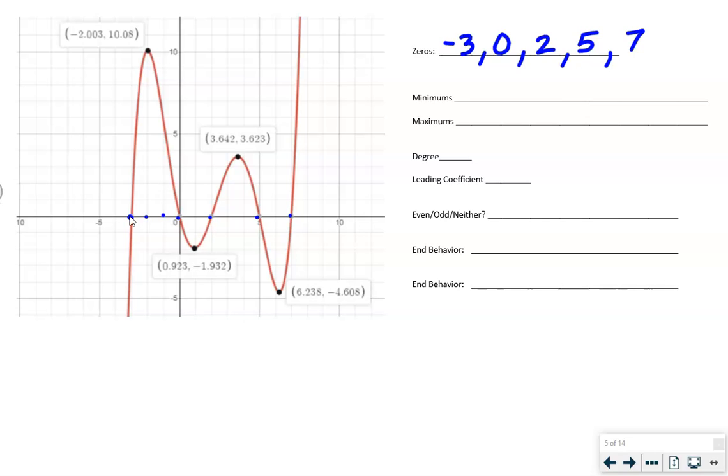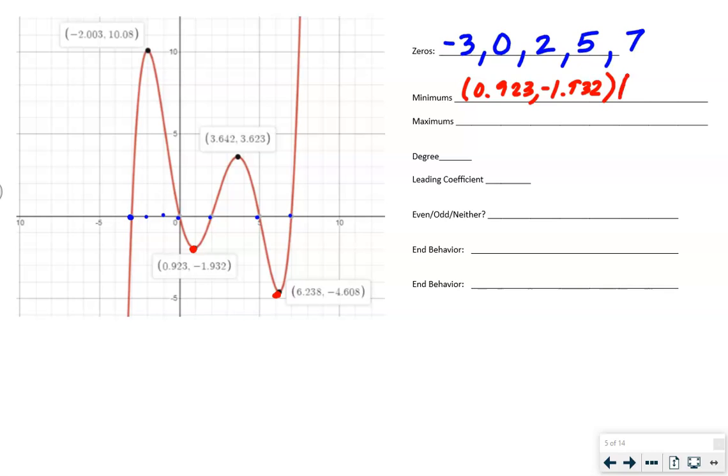So our minimums are going to be our low points on our graph. So this is one of our minimums here. And we have to write this with an x and a y value. So when we talk about our minimum, it's going to be that 0.923. That's our x value of this minimum. And then negative 1.932. And then we have another one, if you notice, right here. Okay? These are minimums. So that means the low point of the graph, right?